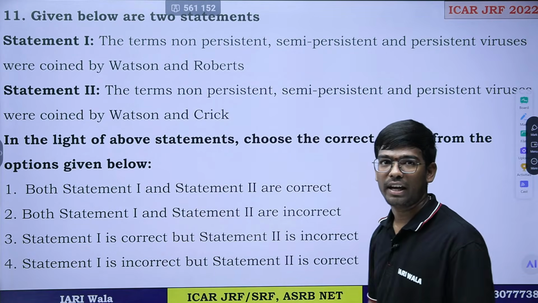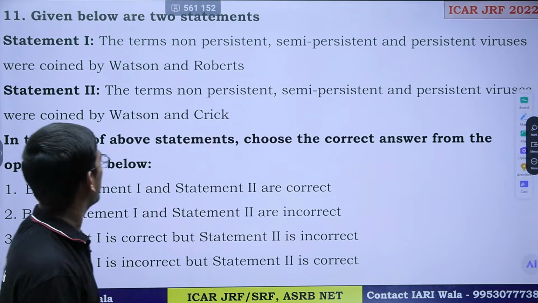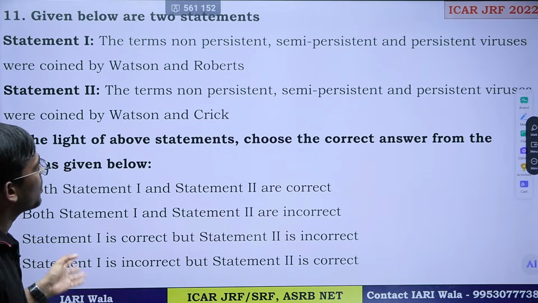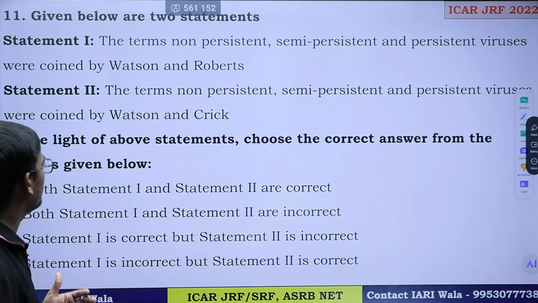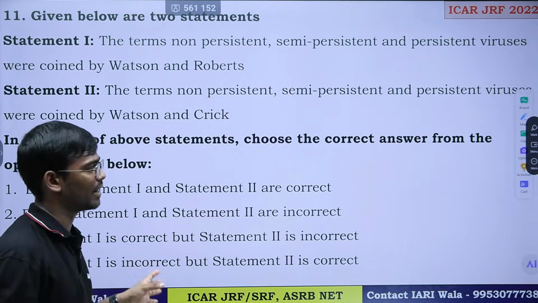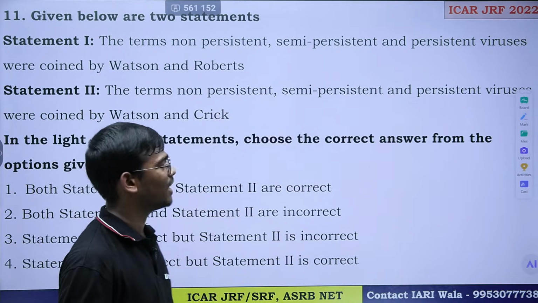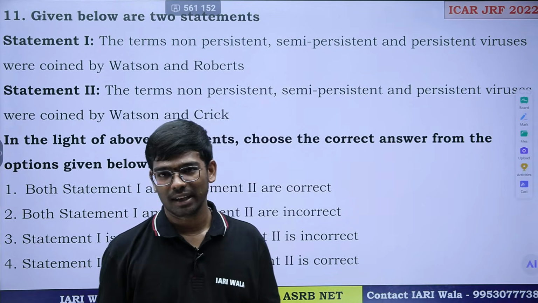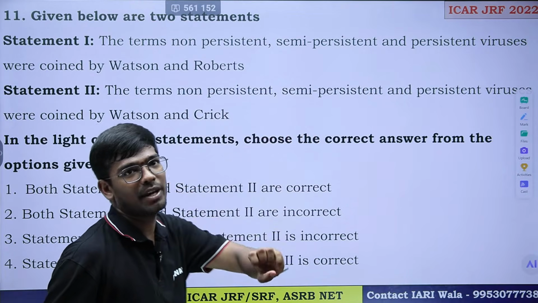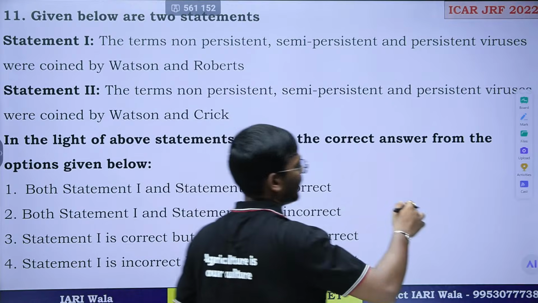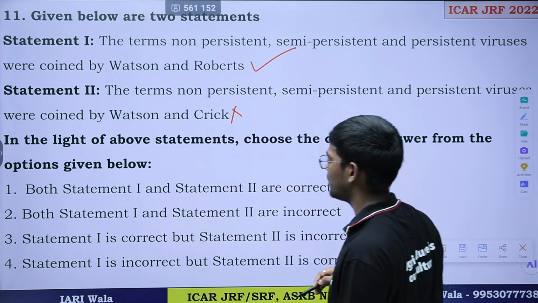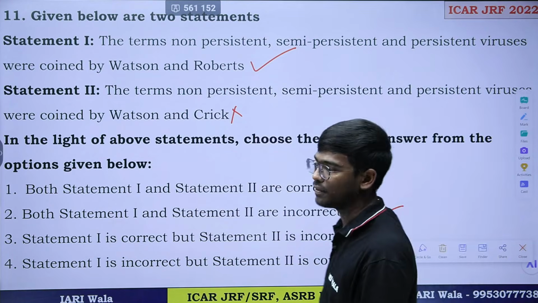Coming to the next question, again statement type questions. They are giving two statements. Statement 1: the terms non-persistent, semi-persistent and persistent viruses were coined by Watson and Roberts. Statement 2: the terms were coined by Watson and Crick. We all know from high school that Watson and Crick gave the double helical structure. You should know that these terms were coined by Watson and Roberts. So statement 1 is correct and statement 2 is wrong. Third will be the option.